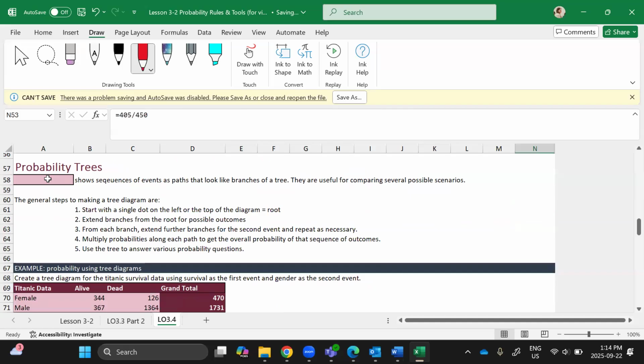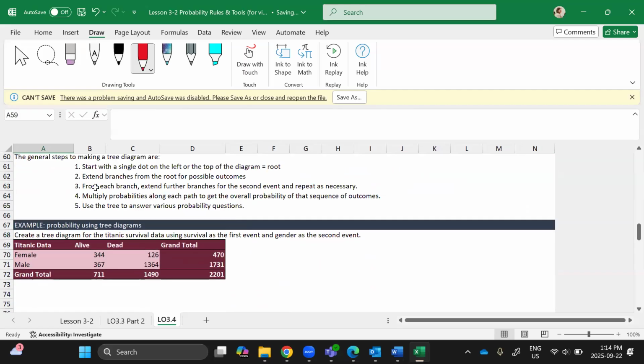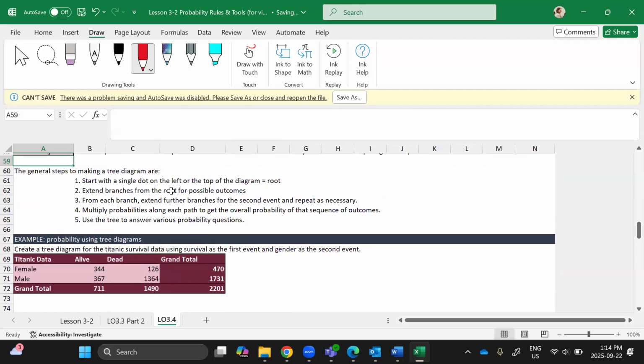The next visualization tool we're going to look at is called the probability tree. A probability tree shows choices you can make or outcomes you can get using a tree-like path. They're useful for showing possible scenarios. So in general, how you'd make a tree diagram is you start with a single dot on the left or on the top, depending if you're drawing your tree from left to right or from top down.